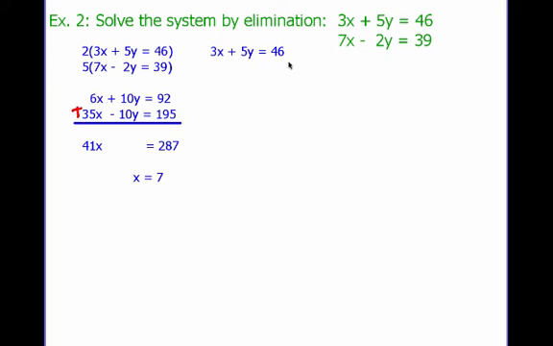3x plus 5y is 46. I'm going to plug in 7 for x. So 3 times 7 plus 5y equals 46. 3 times 7 is 21. I get 5y equals 25, so y equals 5. Now to test it out, make sure it works, plug it into my second equation.